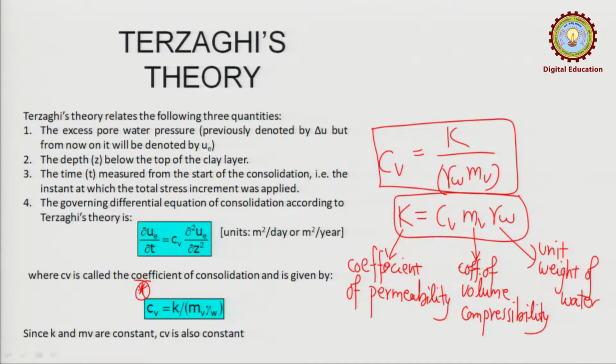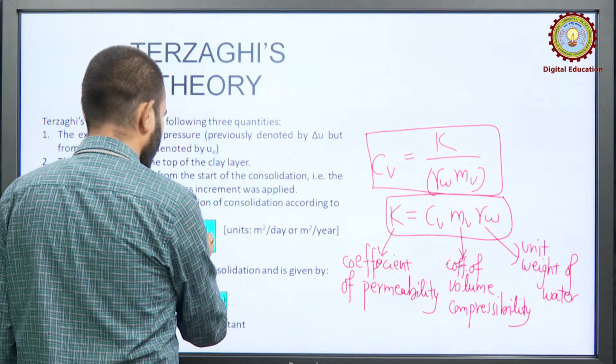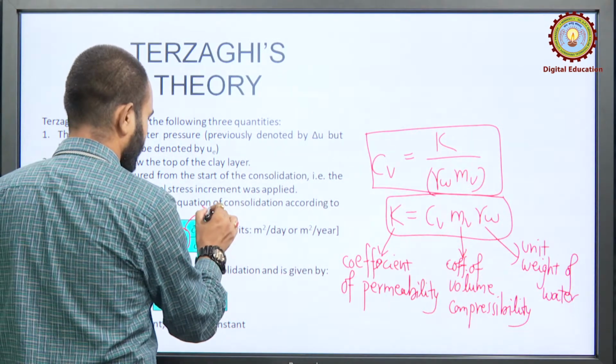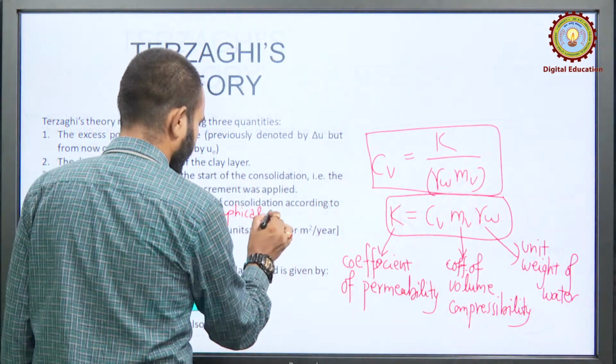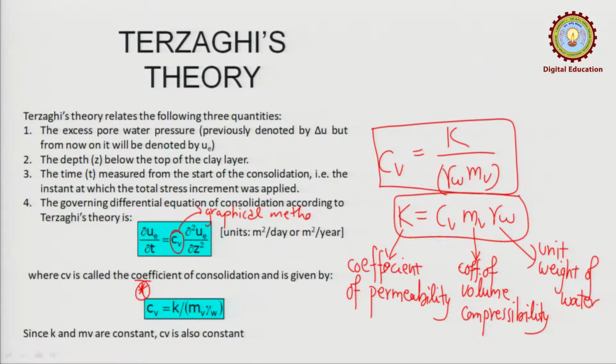This CV term was first used by Terzaghi only. Then later on, different formulas and methods were used to find out the value of CV. Yesterday we discussed the experimental method or graphical methods to find this CV. Graphical methods we discussed in the last slide. Now you can also find it by the analytical method or the formulas. So, this is one of them.